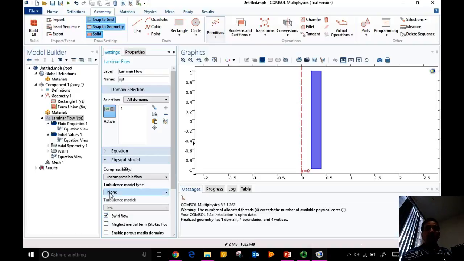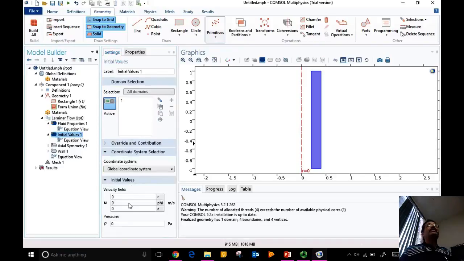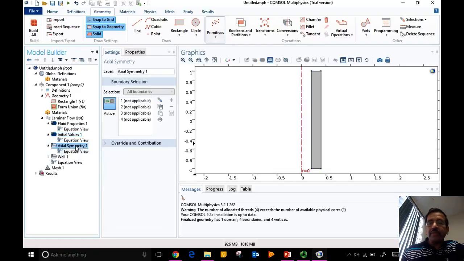Okay. Now, if you go and pick your initial values, you will find that there are 3 entries automatically for you. Okay. Phi is what they call the angular direction, and then initially it's initialized to 0. That's fine. We can live with that. But axial symmetry.